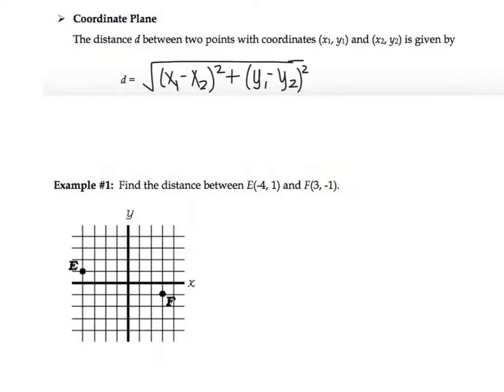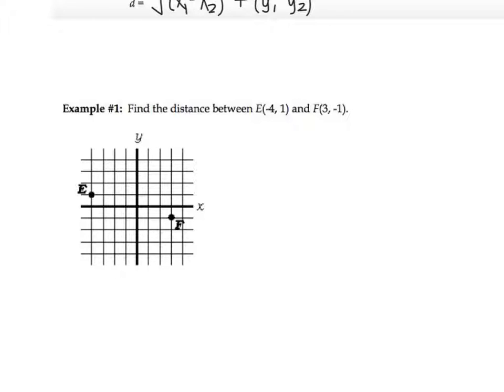Let's go ahead and start with some examples. So we want to find the distance between points E and F, where E is at -4, 1, and F is at 3, -1. So I'm basically finding the length of segment EF. Remember, distance is the same thing as length. Because these are coordinates, I'm going to use the distance formula for coordinates. Now, it doesn't matter which point you label as x1, y1, and which point you label as x2, y2. So recall the distance formula that we just wrote down.